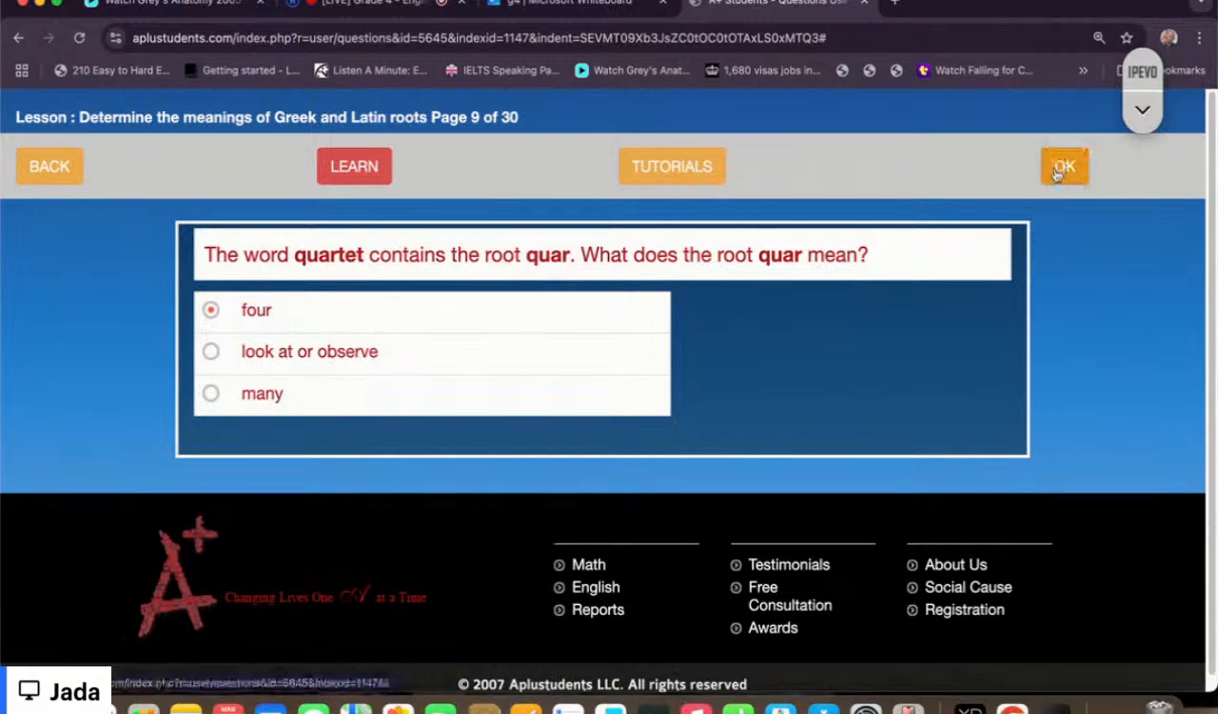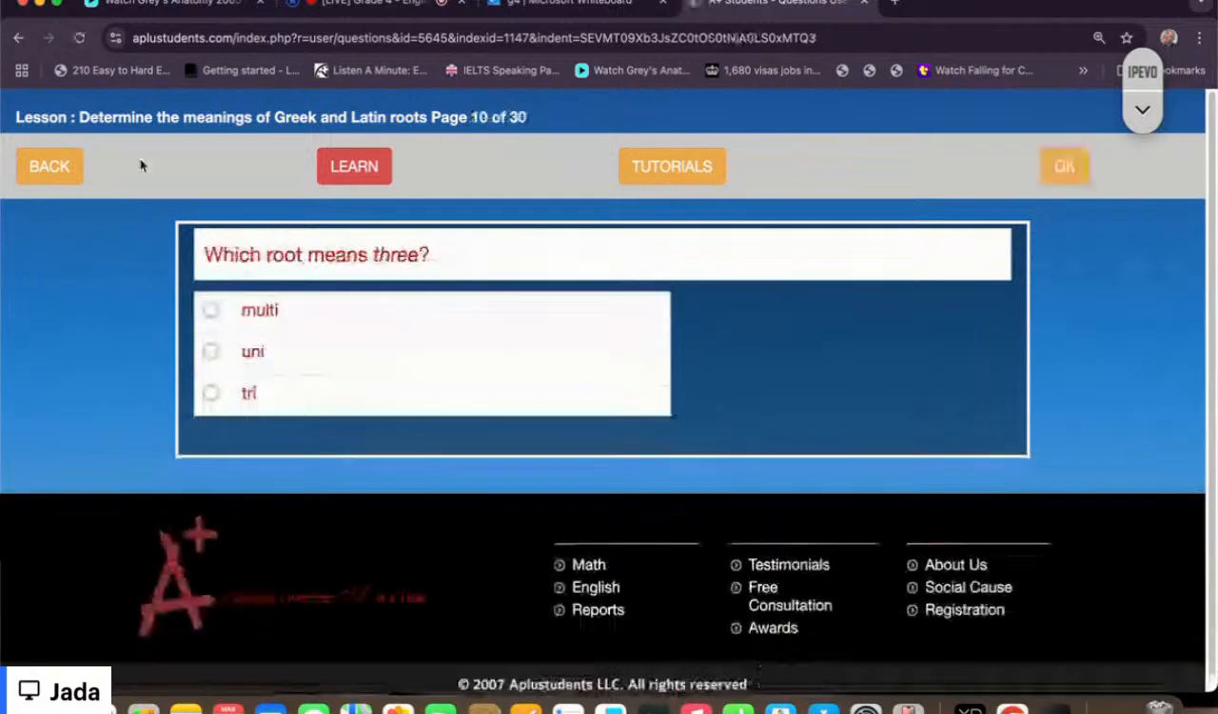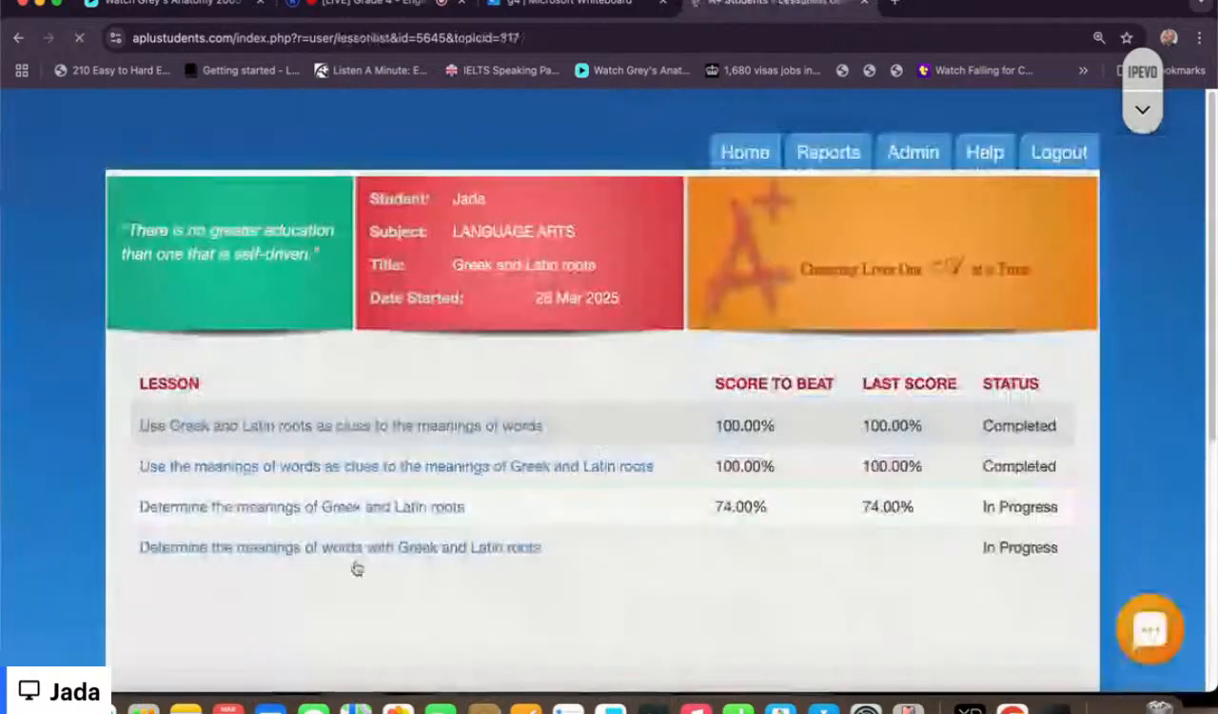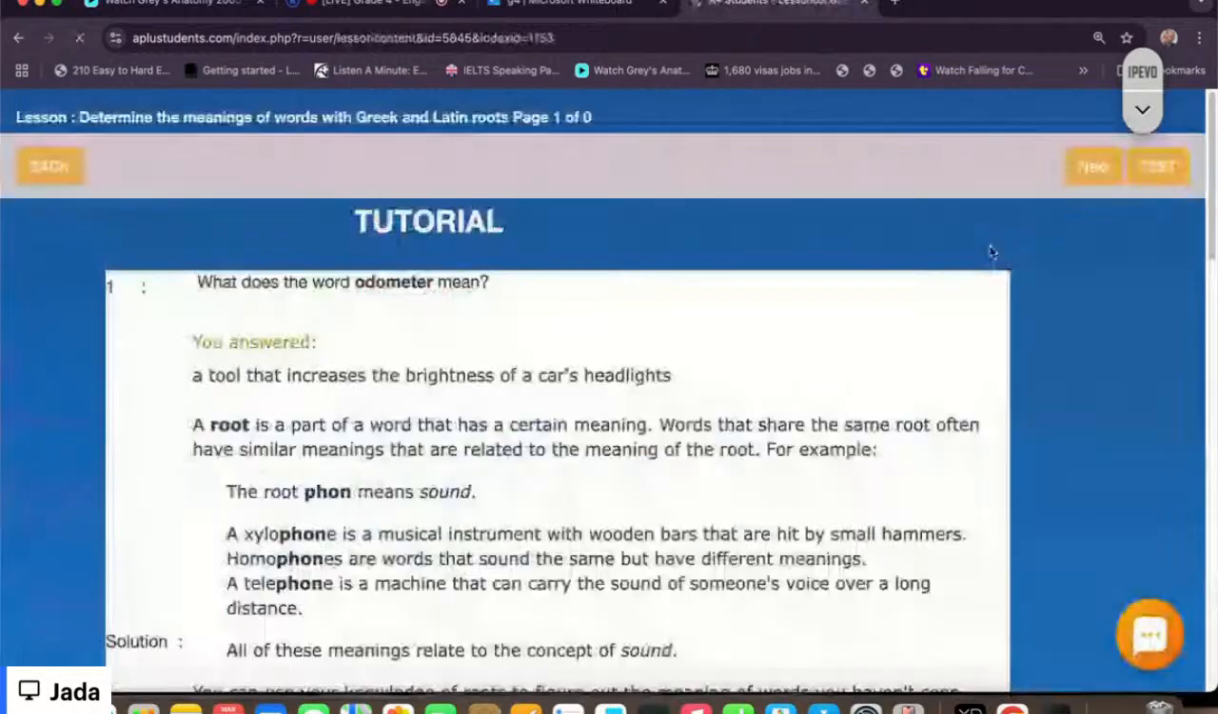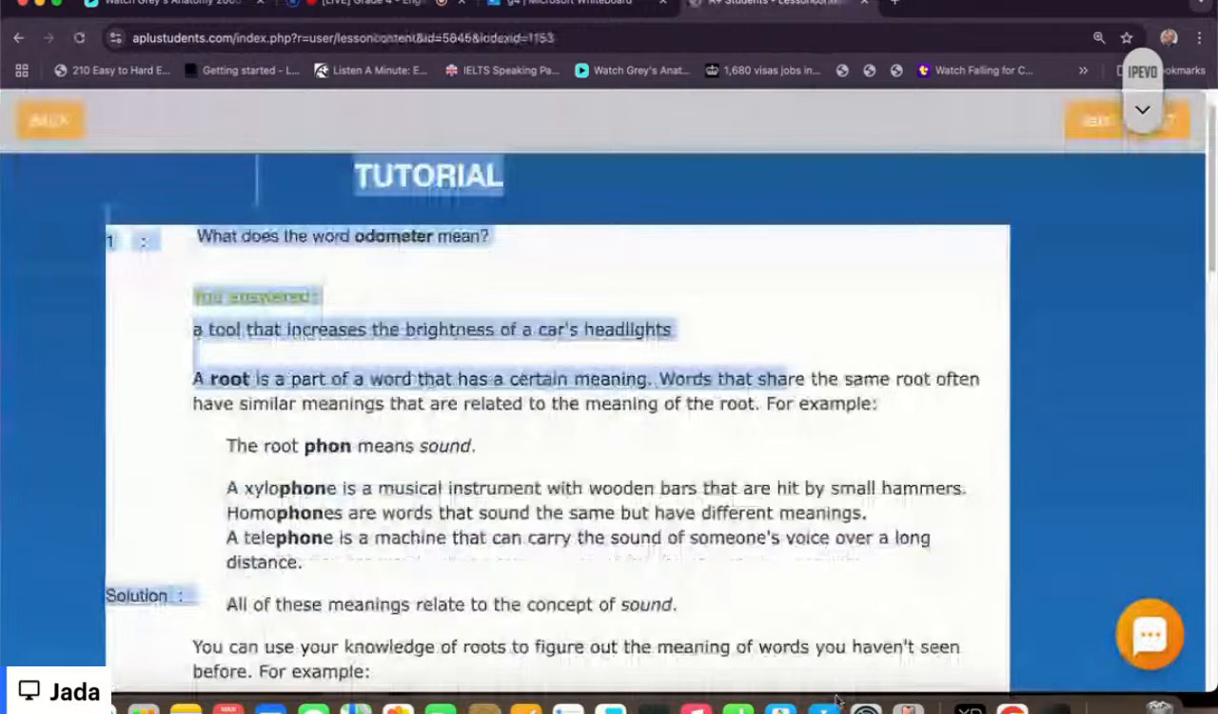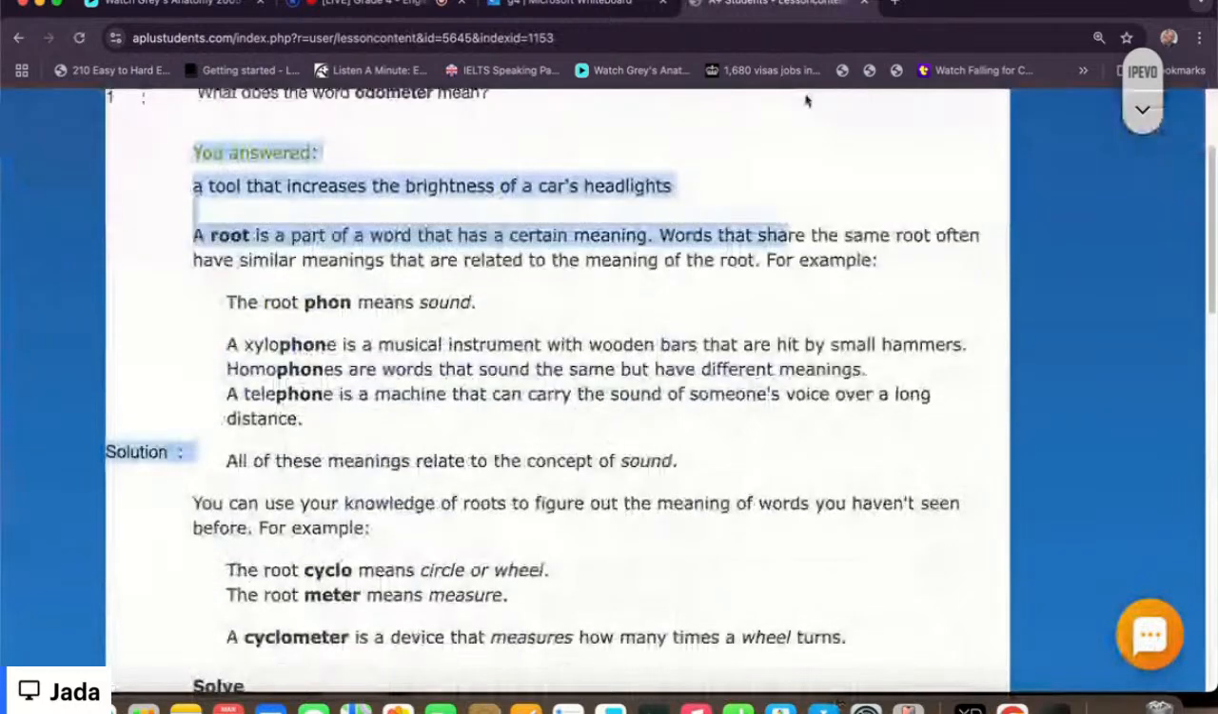So we have four, all right? Okay, so that's it for this particular lesson. We'll move on to the last one, which is determine the meaning of words with Greek and Latin roots. So it's basically the same thing that we've been doing so far. So let's look at some examples here.